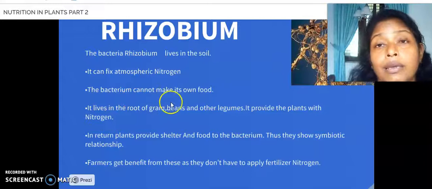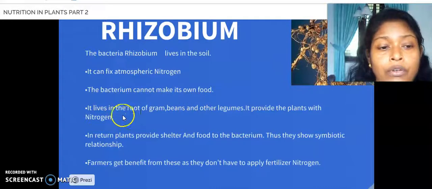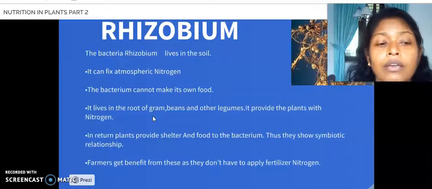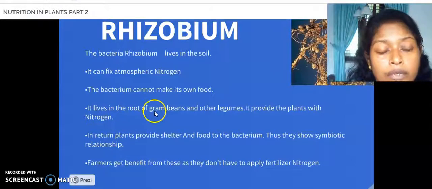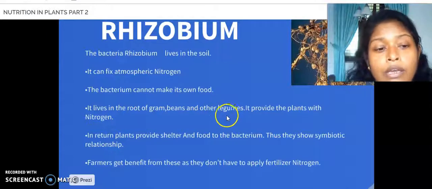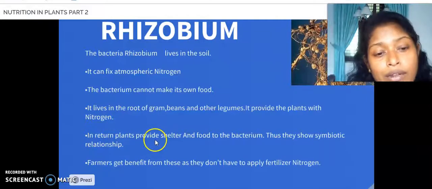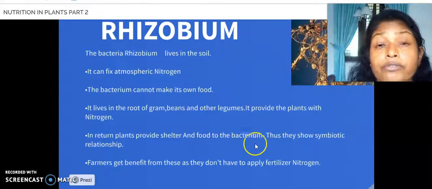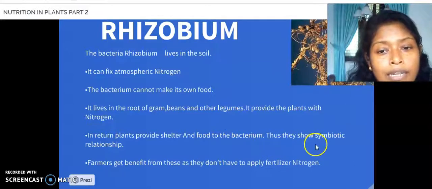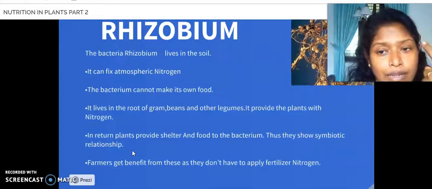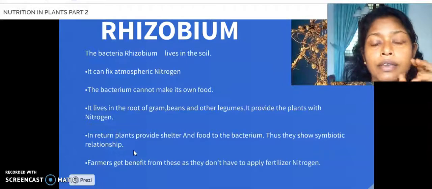Bacteria cannot make their own food. So they get the food from the plant, and the plant gets the nitrogen with the help of this bacteria. So there is also a symbiotic relationship. It lives in the root of the gram, pea and other legumes, and it provides the plant with nitrogen. In return, what does the plant provide? Shelter, and it also provides food to the bacteria. So this is another example of a symbiotic relationship. You have learned two examples of symbiotic relationship: one is lichen, another is the association between the rhizobium and the pea plant.